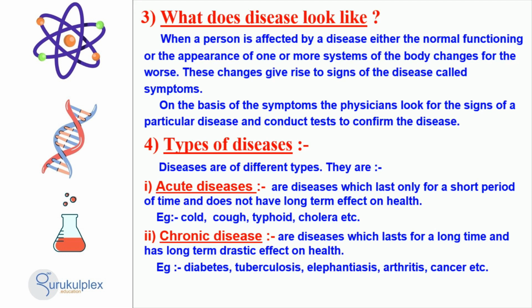Diseases are often divided into two categories: acute and chronic. Acute diseases are short in duration and do not typically cause long-term health effects. Examples of this include colds, coughs, typhoid, and cholera. Chronic diseases, however, can last for a long period of time and can cause significant health problems. These can include diabetes, tuberculosis, elephantiasis, arthritis, and cancer.